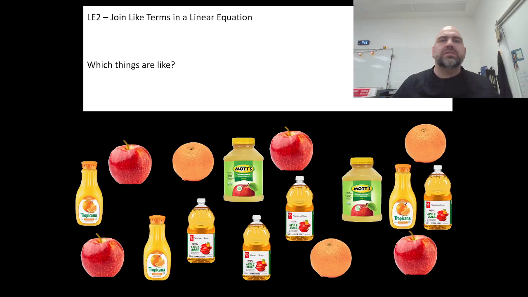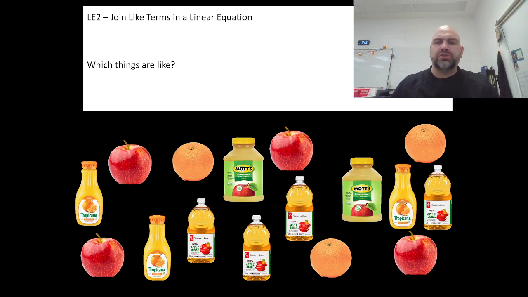All right, welcome to this lesson where we're going to be taking a look at how we can join like terms in a linear equation. That's our main part of it. We're going to start off with what are like terms, how do we join them, and then how do we solve for an equation from that problem.